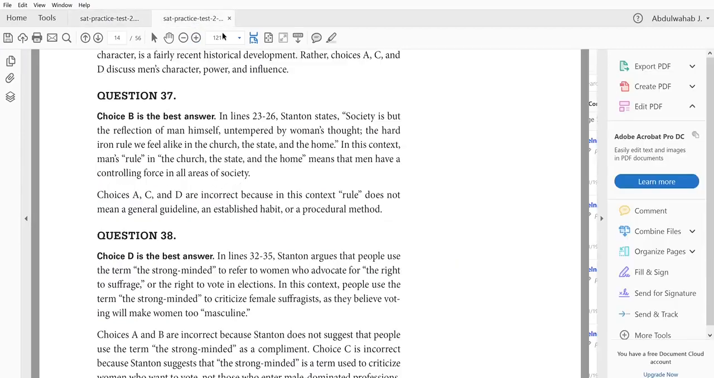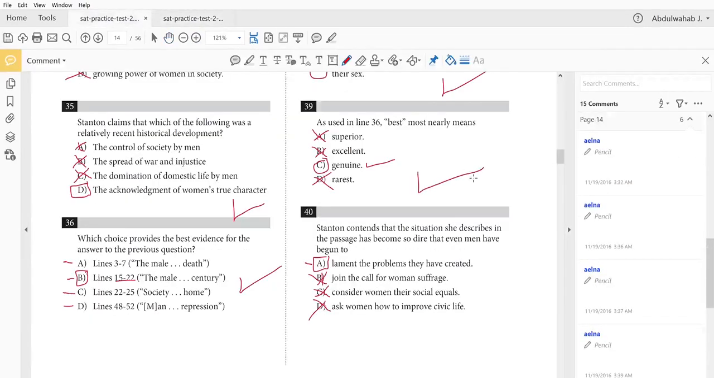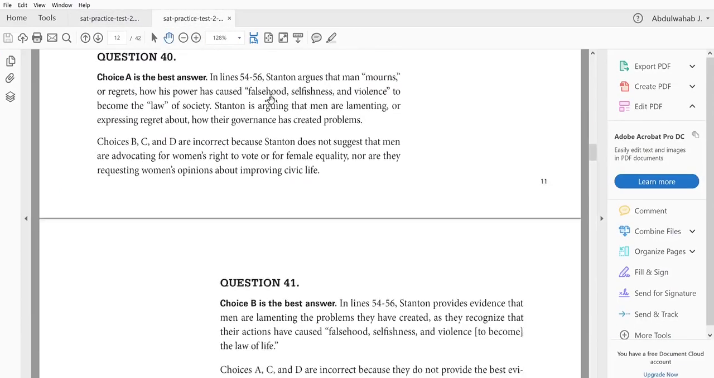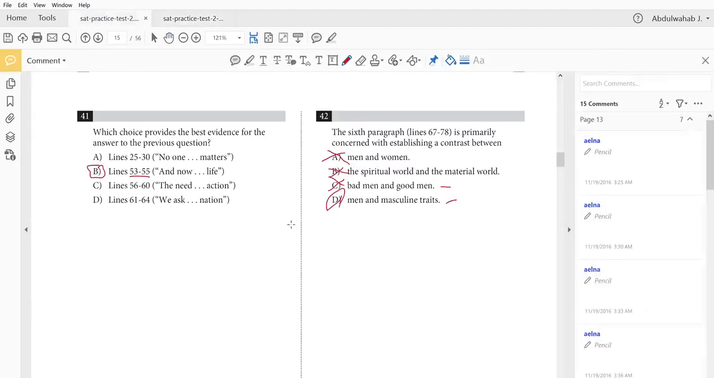39 and 40, C and A, C, A. Finally 41 and 42, so B and D. Here's B and here's D.